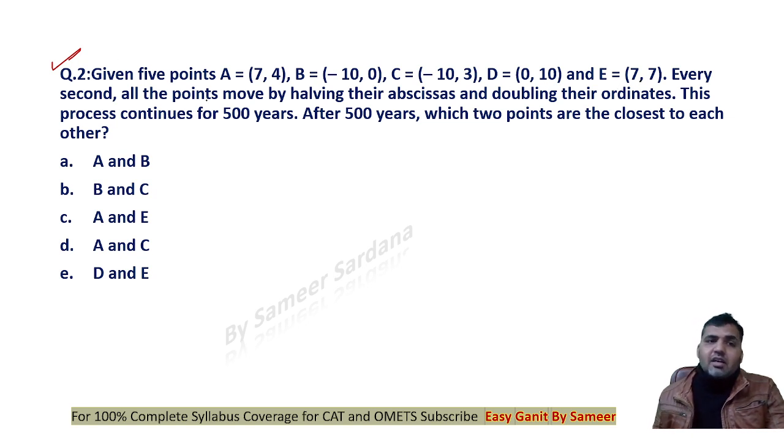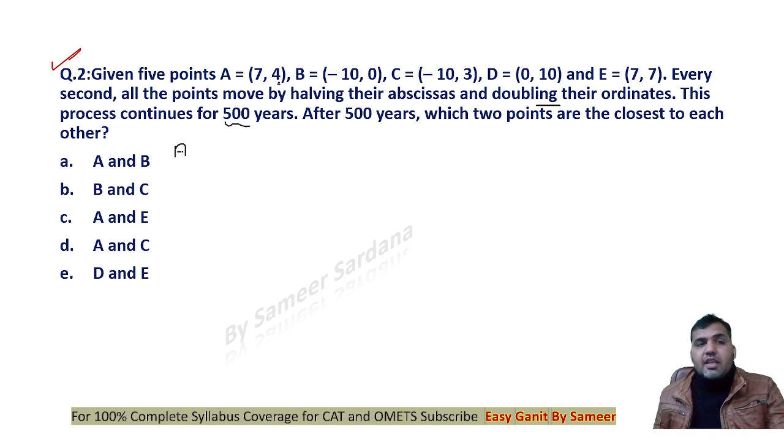Every second all the points move by halving their abscissa and doubling their ordinate. So every second you're making the abscissa half and doubling the ordinate. This process continues for 500 years. That means, there are so many seconds in 500 years, so the abscissa of all these points gets halved an enormous number of times, and the ordinates also get doubled an enormous number of times.